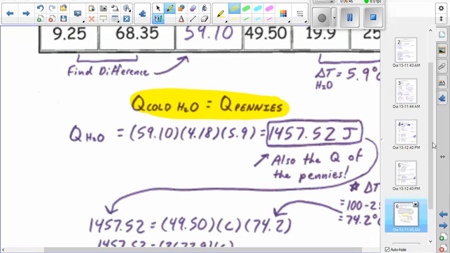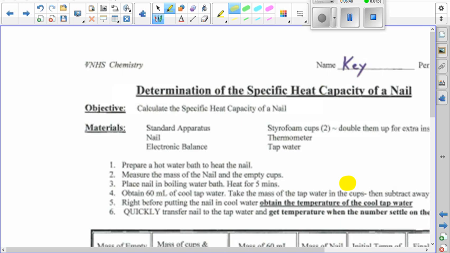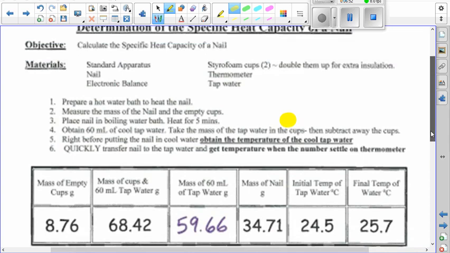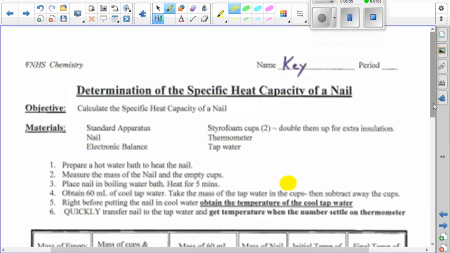I want you to try the other side of this worksheet where it's a similar calculation, just with a nail this time. And see if you can do this whole thing without looking at the answer key below. So see if you can go ahead and take care of this whole thing on your own. And please let me know if you have any questions.